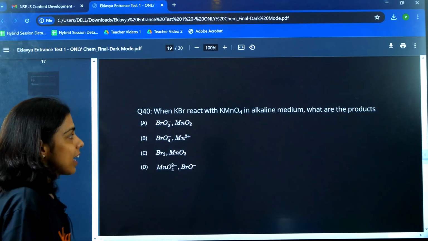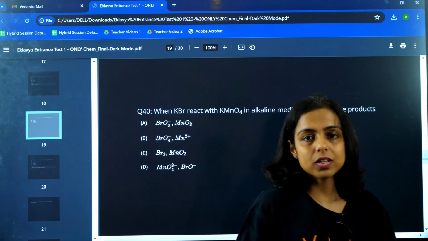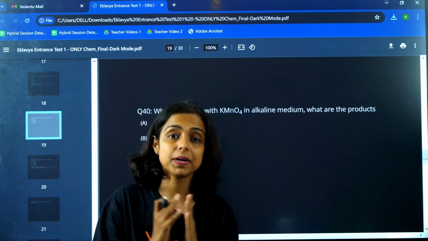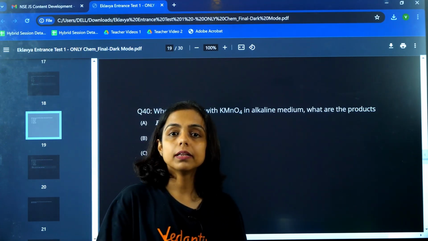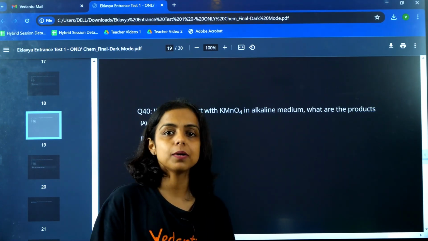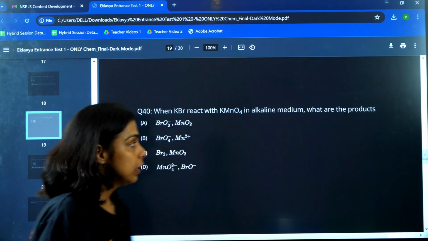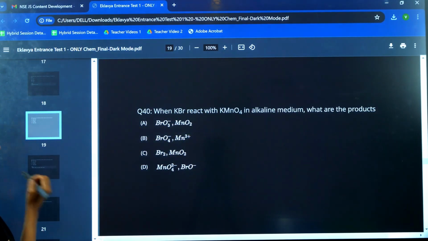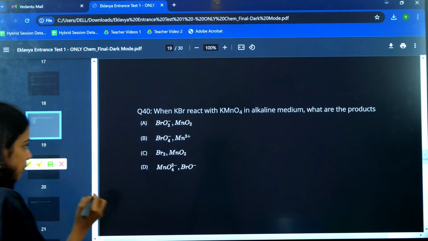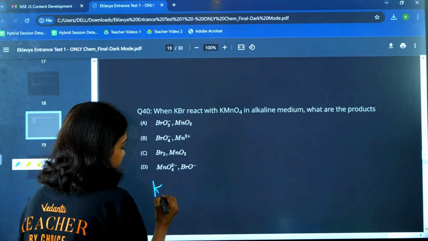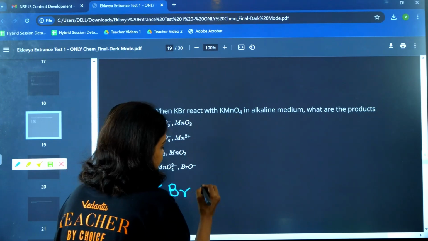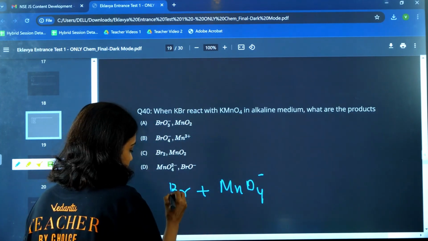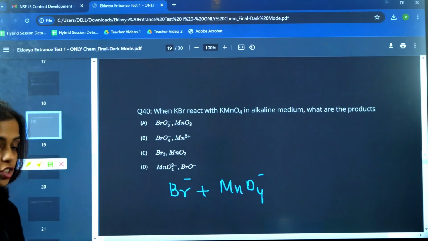Okay, when KBr reacts with KMnO4 in alkaline medium, what is the product? As you are already aware, in redox reactions the product depends upon the medium we are taking, because the valency factor depends upon the medium. So what will be the product formed in alkaline medium? I will just take the ions in which there is a change in the oxidation state.